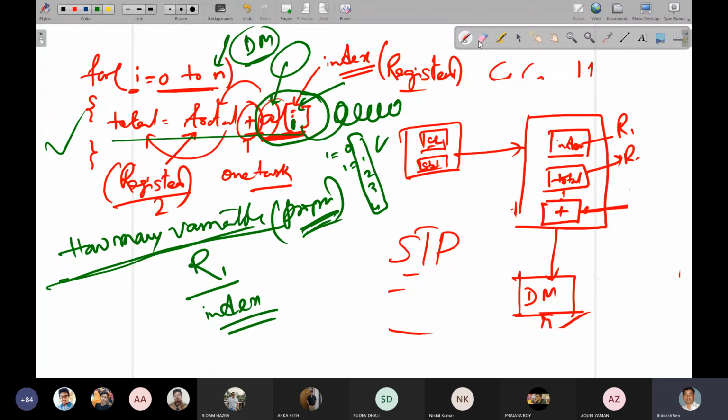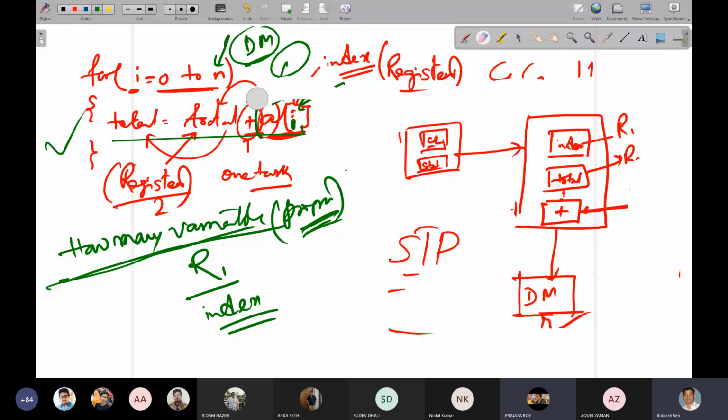Is it clear or not clear? First tell me. Then the definition of the variable or register I am using. Sir, yes, sir. It is clear to you? Okay. Now you check another value to store the total. So another register I am taking.